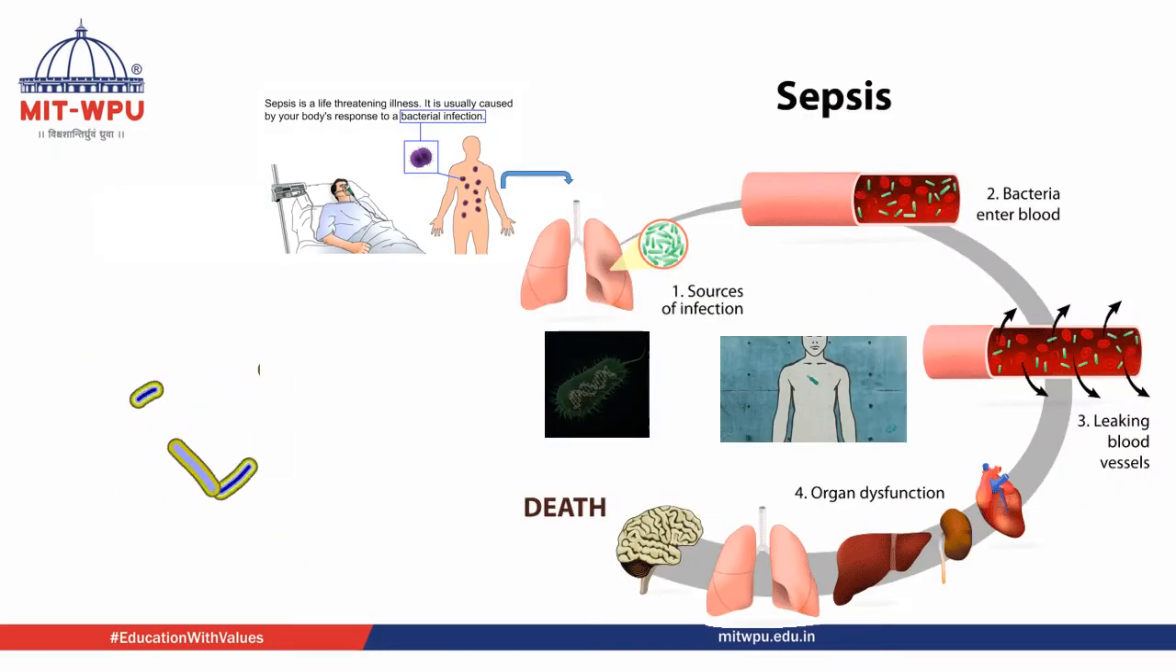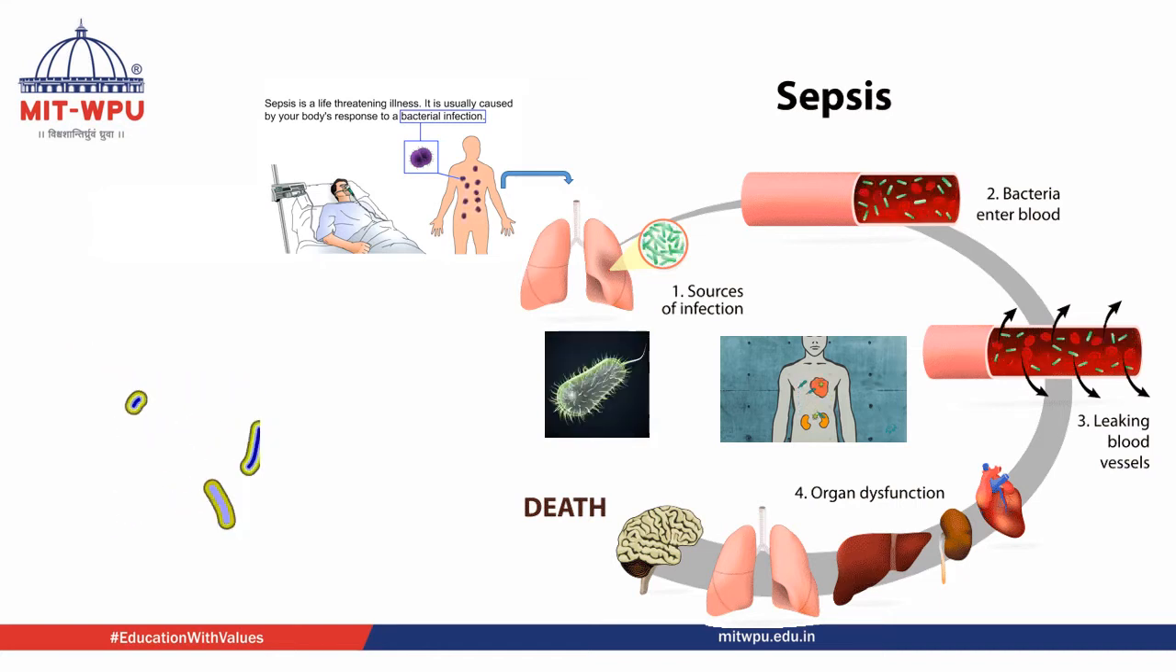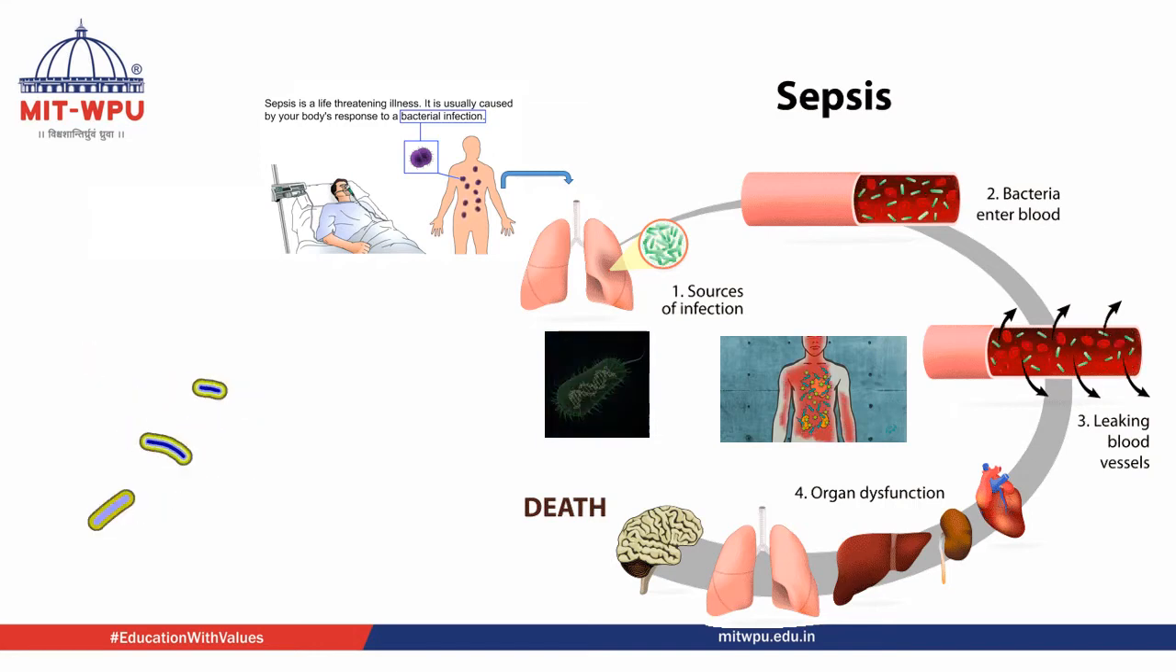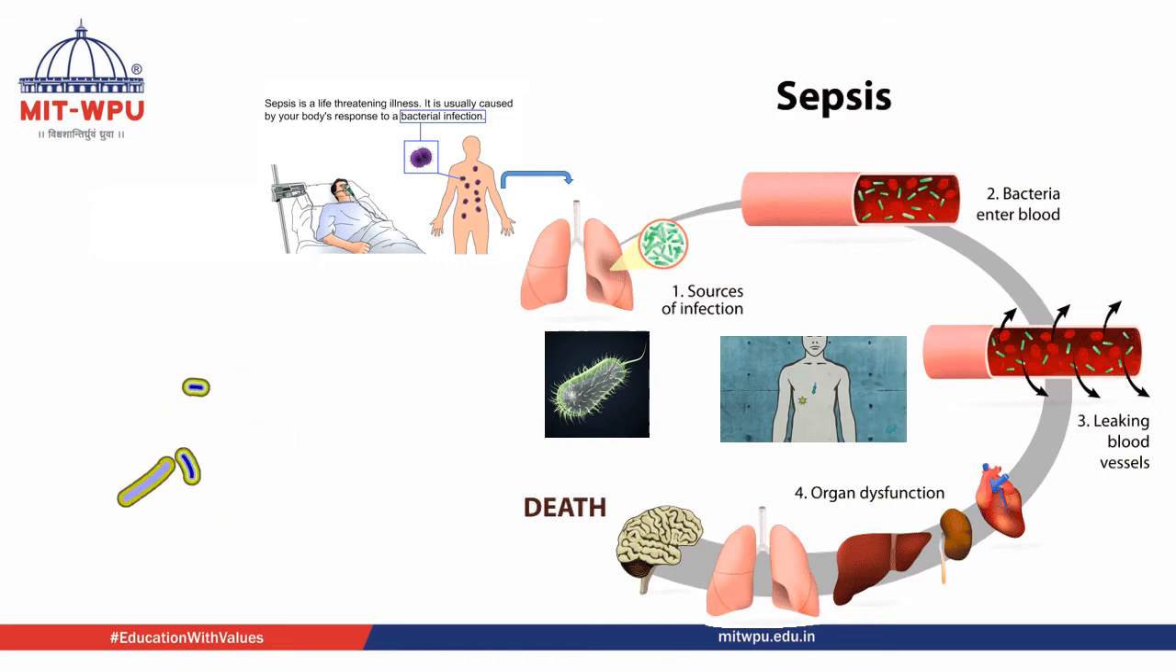We all know sepsis; how is sepsis caused? Whenever we are exposed to a microorganism, any kind of bacteria, it goes into your body, and the bacteria enter your blood system. Then leakage of blood vessels takes place, organs may become dysfunctional, and death may occur. So sepsis is a life-threatening illness. It is usually caused by your body's response to a bacterial infection. So definitely one has to identify this. If you diagnose the disease, then they can treat it properly. Prevention is better than cure, as you understand.